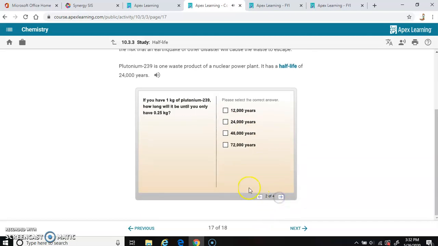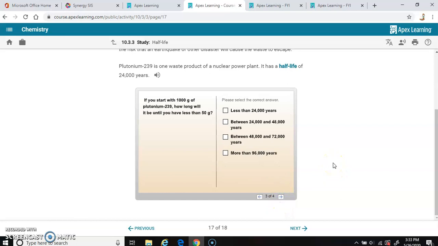Okay. If you have 1 kilogram of plutonium, how long will it be until you only have 0.25? Well, after 1 half-life, it's 0.5 kilograms. So after 2 half-lives, it would be 0.25. So 2 half-lives, each of them 24,000, so 48,000 years.